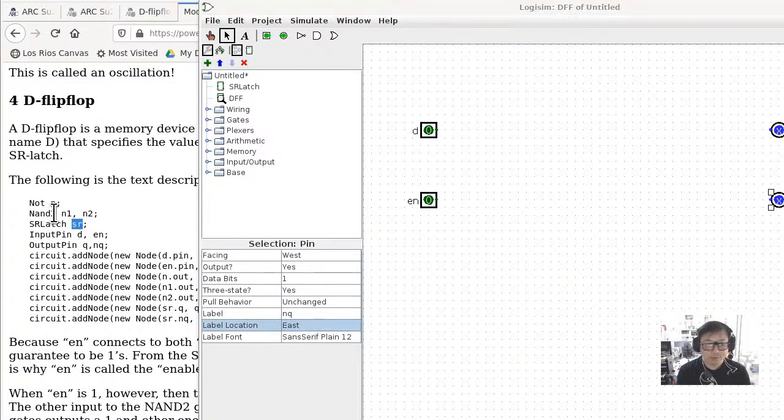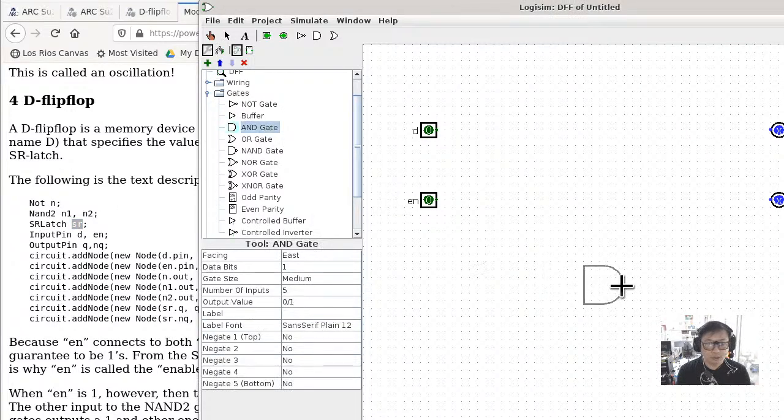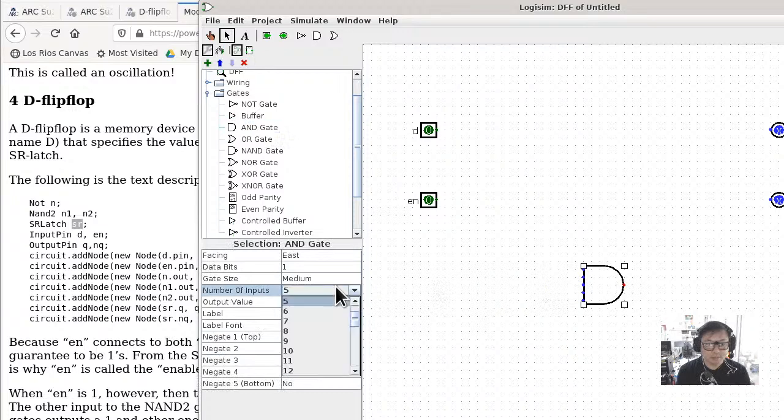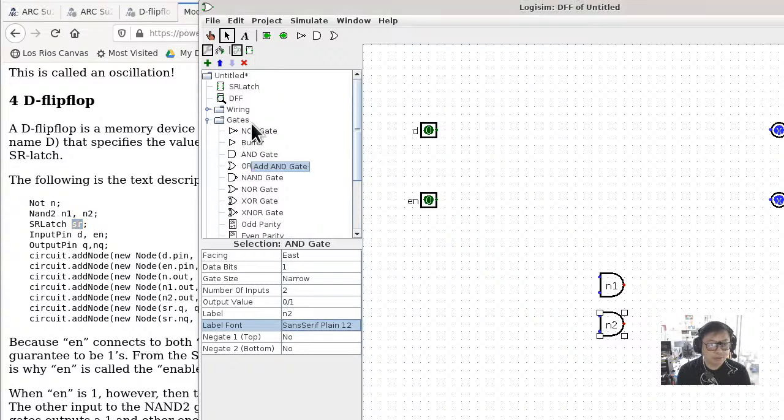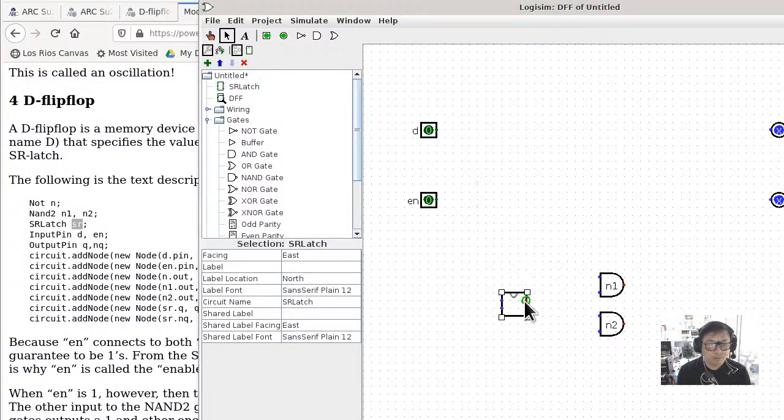The first thing is we got two NAND gates. So we go to gates and we pull two input NAND gates. I could have just copied and pasted, but that's okay. And one is called N1. The other one is called N2. And then we got an SR latch. So we go to SR latch, pull one of those, and the SR latch is labeled SR.